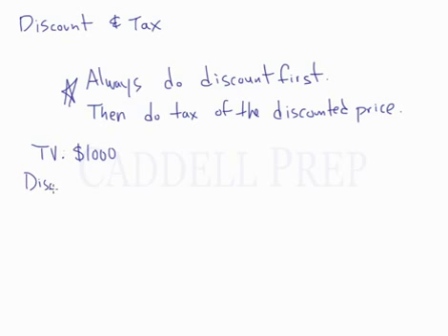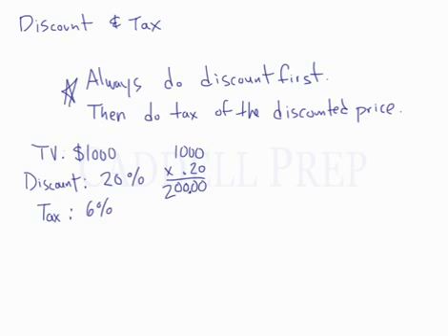Let's say the discount is 20% and tax we'll say is 6%. So first we have to find the discounted price. So we have 1,000 times 20% is 200. So that's our discount. So to find the sale price, we subtract, and we get $800.